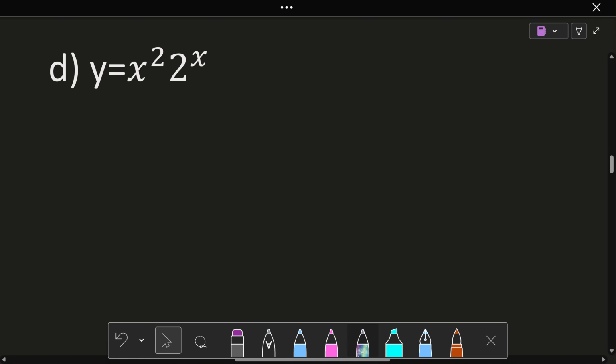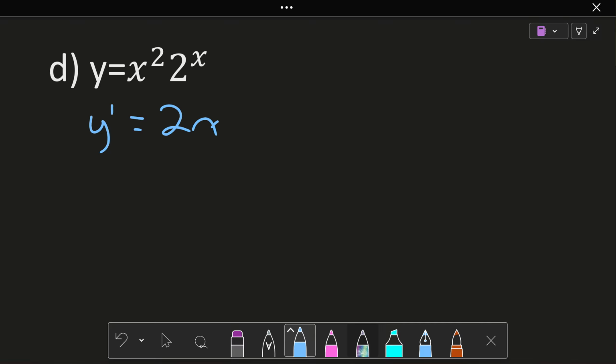So y equals x squared times 2 to the power of x. I have a product rule this time. My product rule is f prime g plus f g prime. I've got to have that memorized by now, so I'm not going to write it down. So my y prime is: take the derivative of the first function, 2x, leaving my second one as is, plus leave my first one as is, times the derivative of the second one. That says I've got to times that by the ln of my base times the derivative of my exponent, which is 1, so I'm not going to write it.